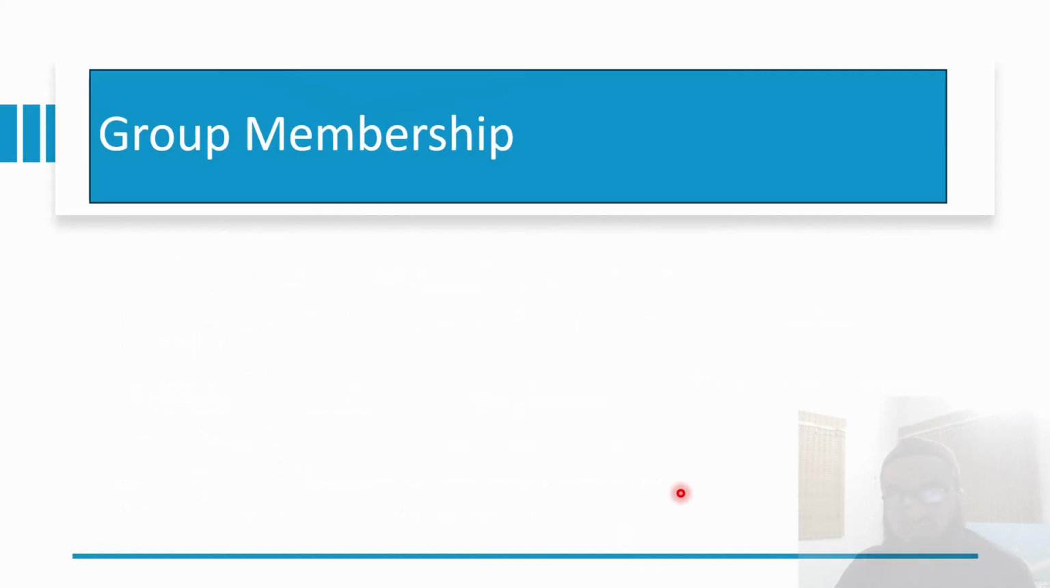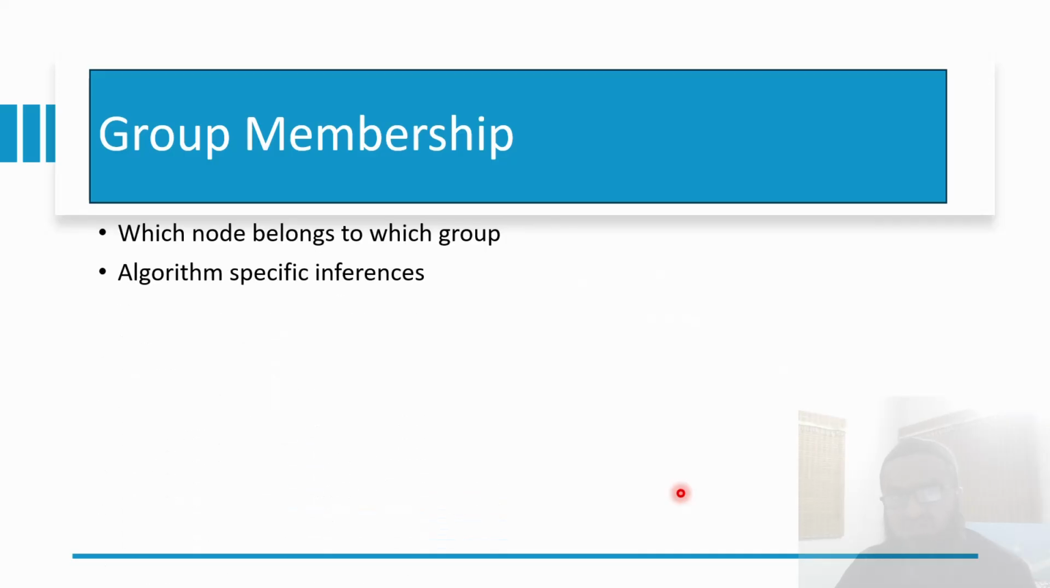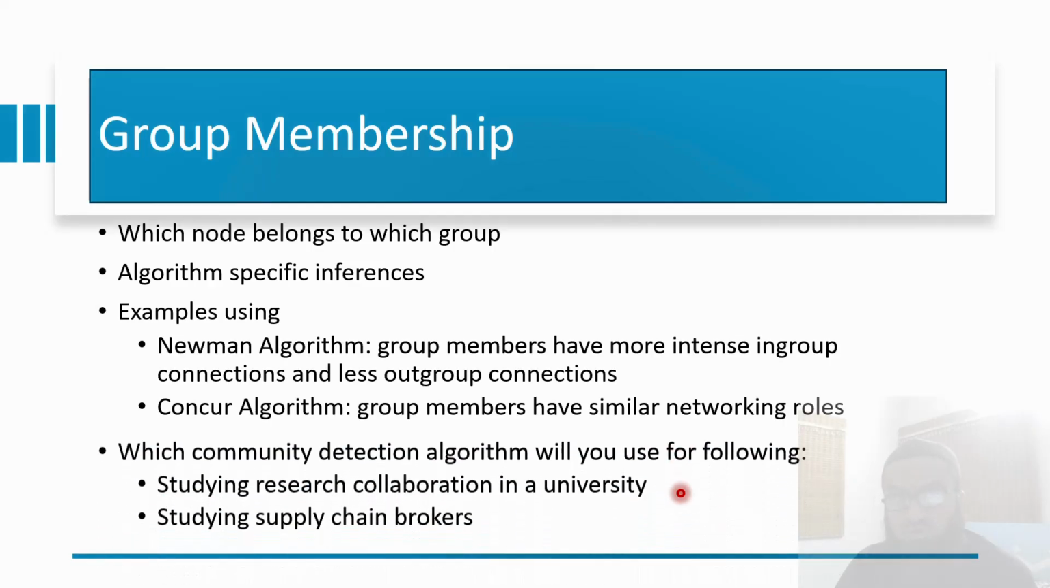The second important measure is the group membership. What does it represent? Which node belongs to which group? So when we make groups and then we analyze, okay, if there are 70 different nodes, 70 different agents in my subgroup analysis, which node belongs to which group? So for algorithm-specific inferences, if the groups are actually made based on Newman grouping, then the group membership will tell you, okay, this particular agent gels more with group A rather than group B.